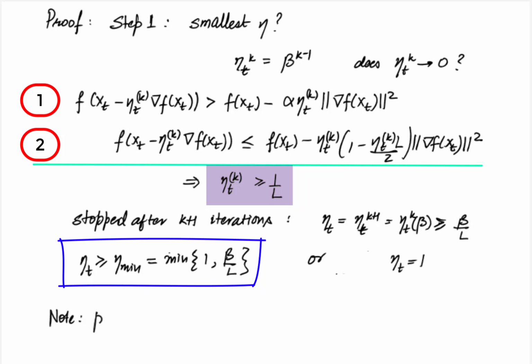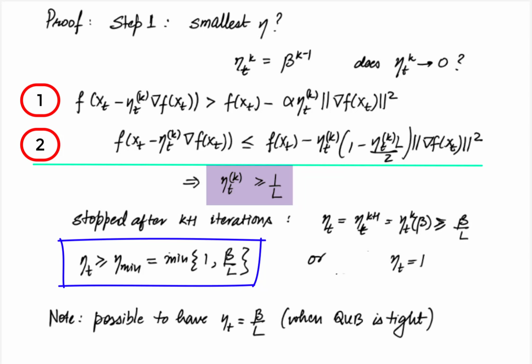The downside is that it is possible to have eta t equal to beta by L for some problems. This is essentially the worst case scenario for backtracking line search and occurs when the quadratic upper bound is tight. So if that is the case, you can see that it is quite possible for the step size to be equal to 1 over L at iteration k minus 1 and therefore become equal to beta by L at iteration k. So in other words, the backtracking line search will not always select a large step size, and in certain situations it will select a step size that will be slightly less than 1 over L.